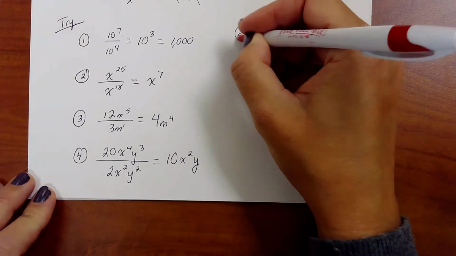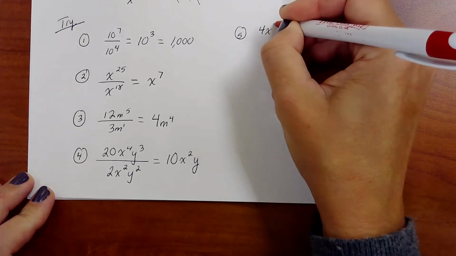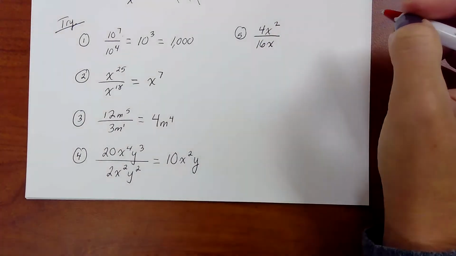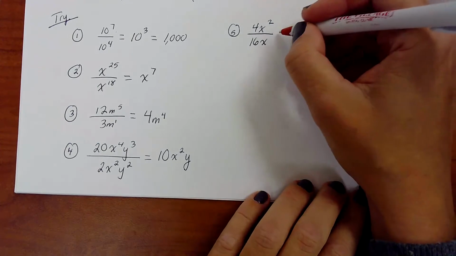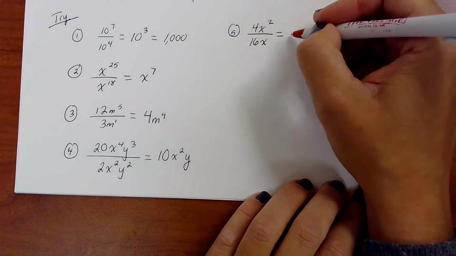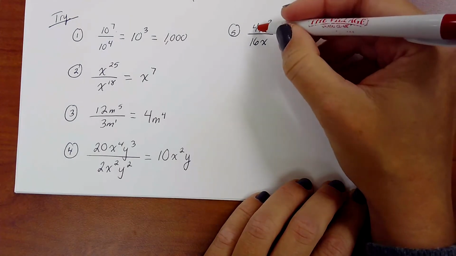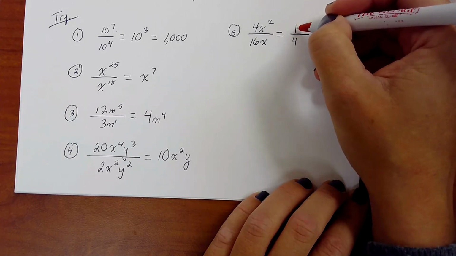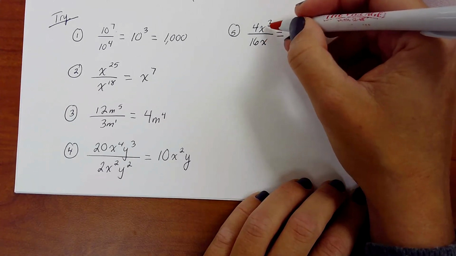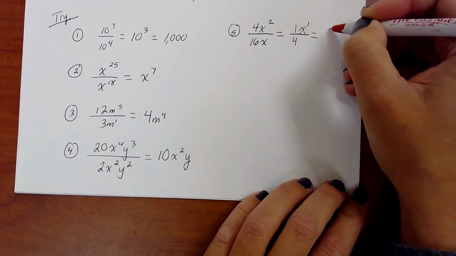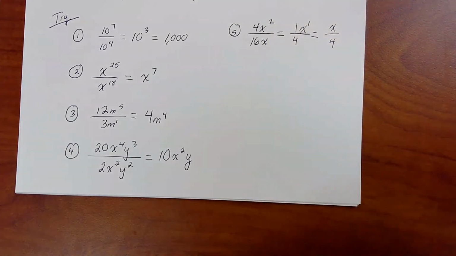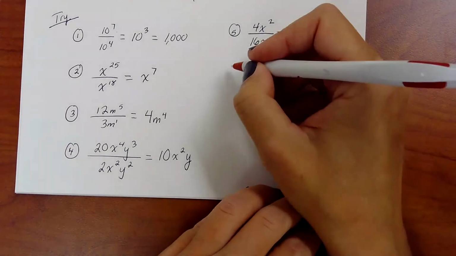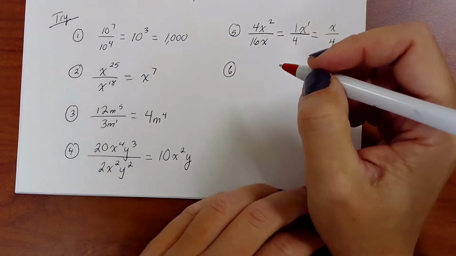A little meaner. What if it was 4x to the 2nd over 16x? This one I kind of treat like, 4 over 16, it's kind of like I'm reducing a fraction. That would be 1/4. So you could put the 1 up here. You don't have to put the 1. X to the second over x is x to the first up top. So your answer actually could look like this. X over 4. So sometimes, yeah, I kind of treat these like fractions. Maybe I'll do the next one like that too.